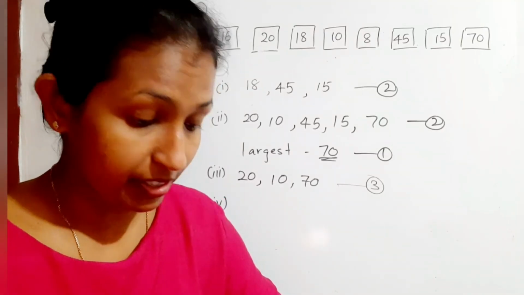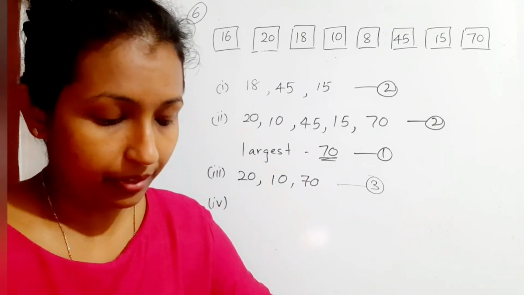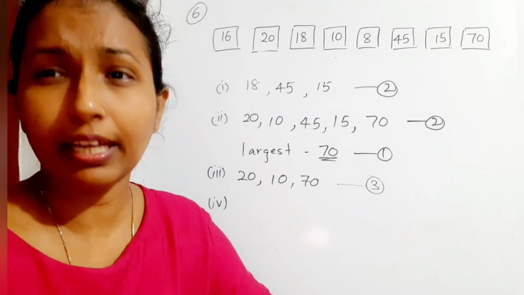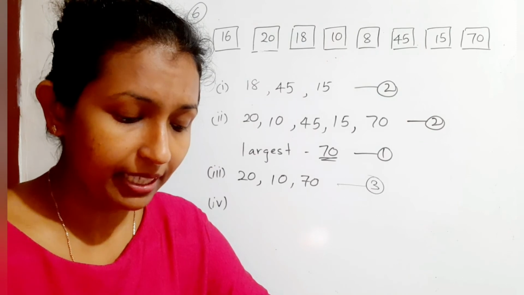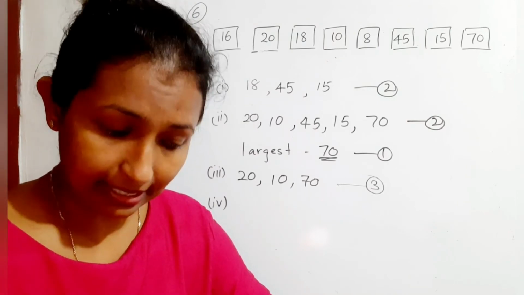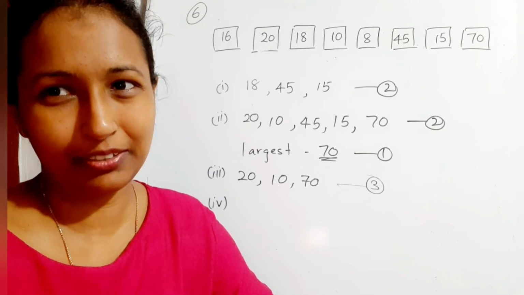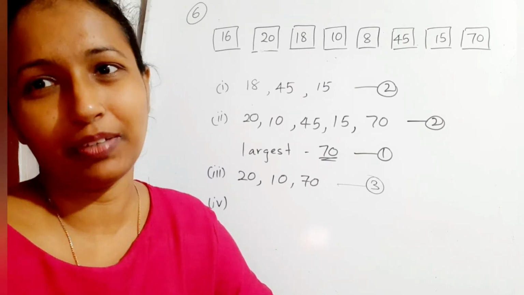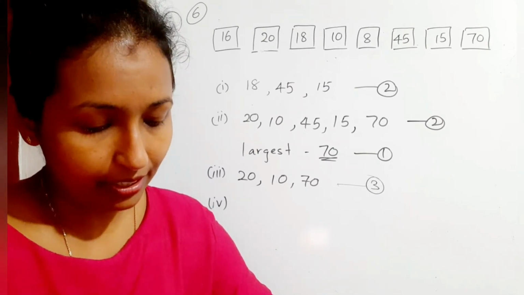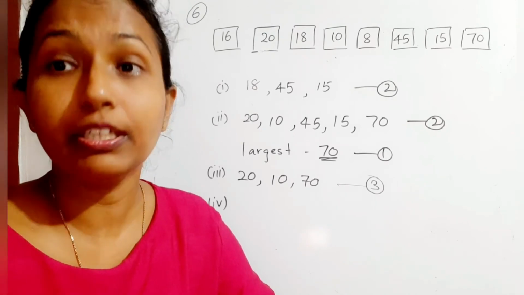Here in that question there is a printing mistake. There are no factors of 12 here, so it should say "write all the factors of 15," not 12. It should be 15. You can correct that in the paper. Write all the factors of 15.